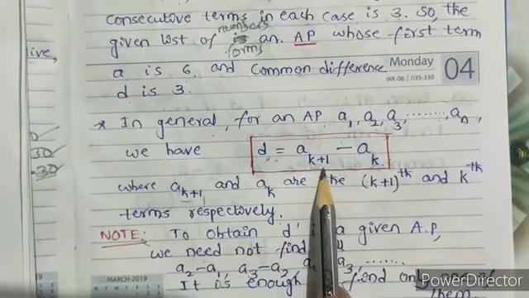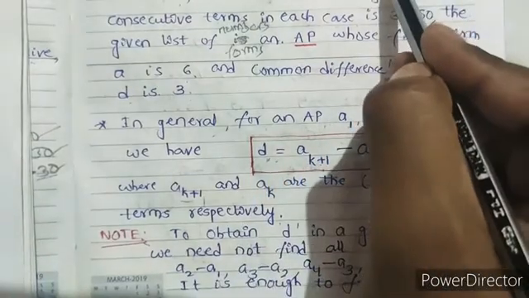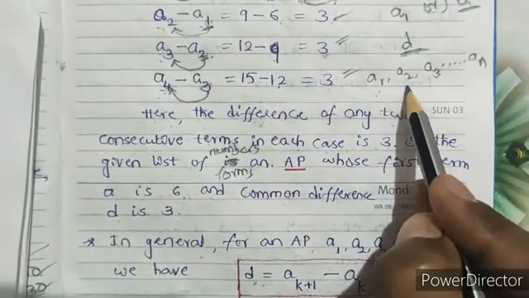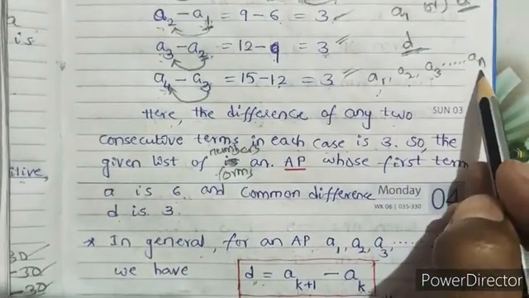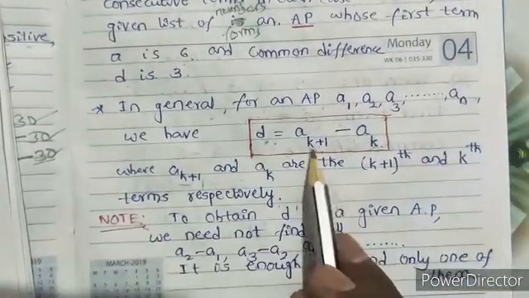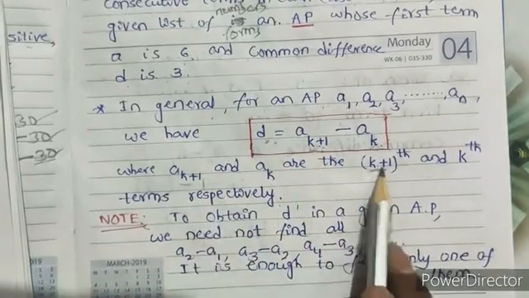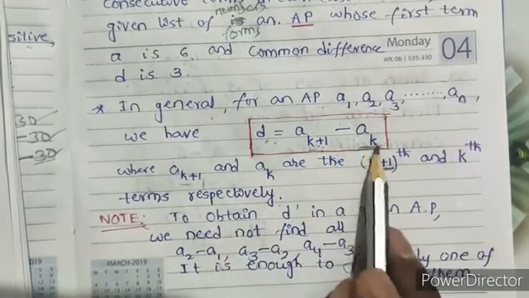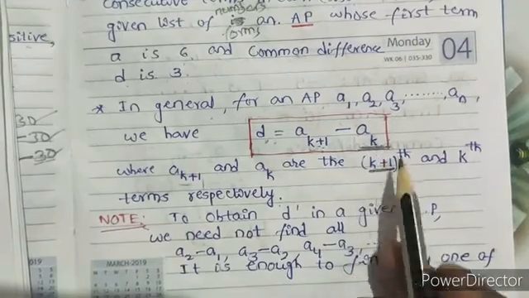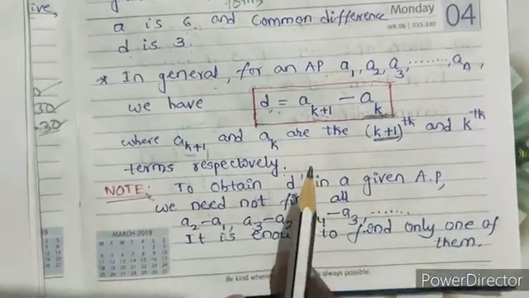So what is AK plus 1? If A1 is the first term, A2 is the second term, A3 is the third term, AN is the nth term, AK plus 1 is the K plus 1th term. What is AK? AK is the kth term respectively.